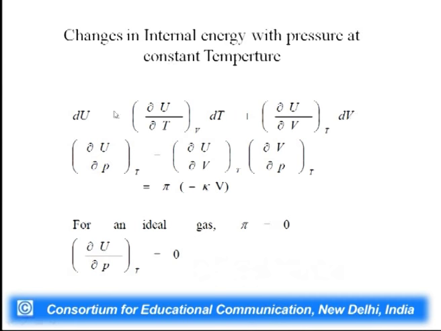We know that pi is 0 for an ideal gas. Internal pressure is 0 since there is no force of attraction or repulsion in an ideal gas. So pi is 0. In that case, what you end up with is del U by del P at constant T is equal to 0, since pi is equal to 0. So the internal energy of an ideal gas does not change with pressure at constant temperature.